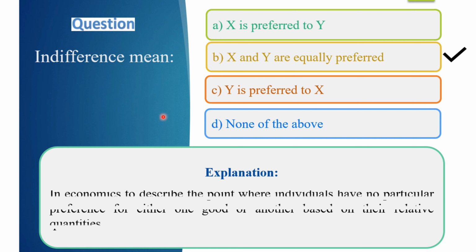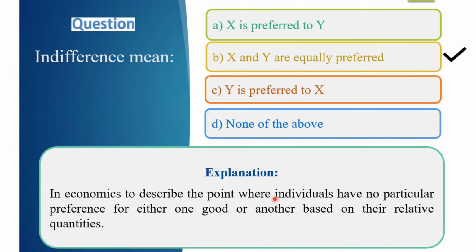In economics, the point where individuals have no particular preference for either one good or another based on their relative quantities is known as indifference. And that is the point where X and Y are equally preferred. Our next question is, which theory assumes ordinality of utility?